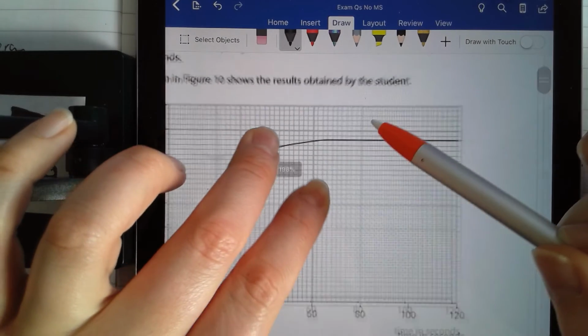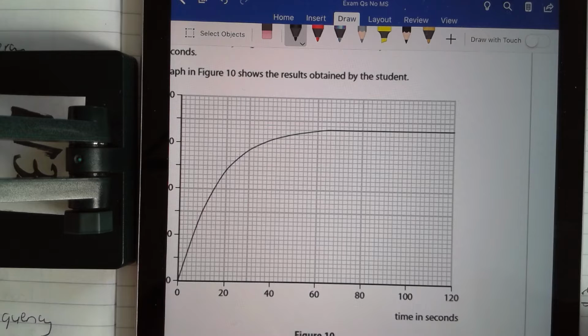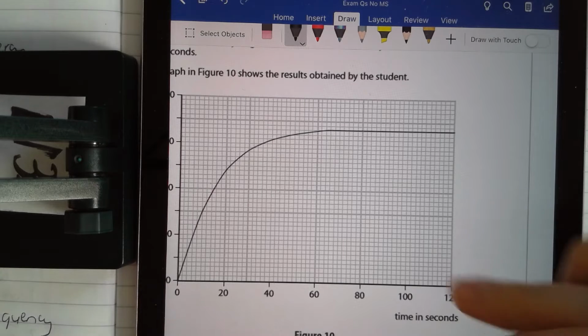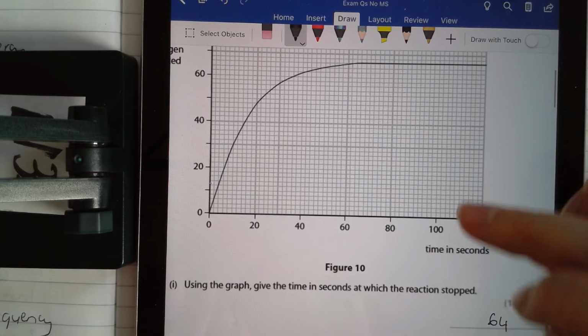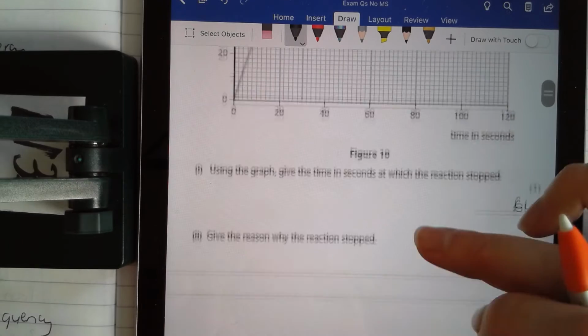So on the mark scheme, it gives you the mark for an answer between 64 and 66. Okay, it doesn't give you the mark for anything below 64. You really do have to be accurate.